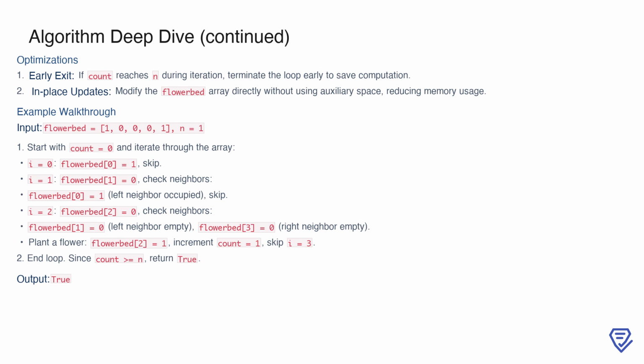At index 2, the plot is empty, and both neighbors are also empty, so we plant a flower here, update flowerbed[2] to 1, and increment count to 1. We then skip the next index. The loop ends with count equal to n, so we return true. This example demonstrates how the algorithm efficiently handles real-world scenarios while adhering to the problem's constraints.